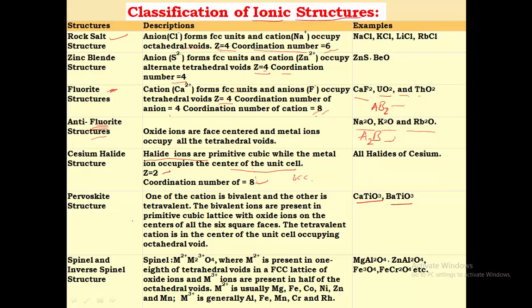And spinel structure and inverse spinel structures. In spinel, M+2 M2+3 O4, where M+2 is present in 1/8 of the tetrahedral voids in the FCC lattice of oxide ions, and M+3 ions are present in half of the octahedral voids. M+2 is usually Mg, Fe, Co, Ni, Zn.